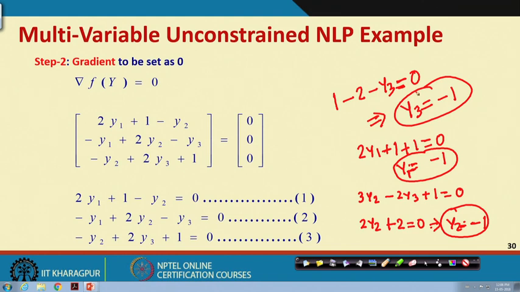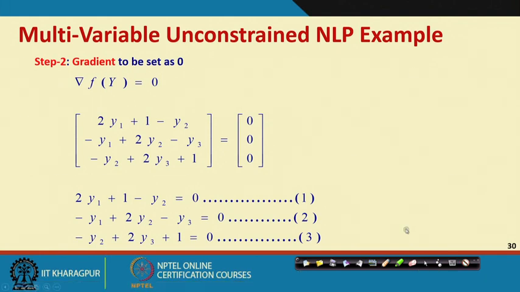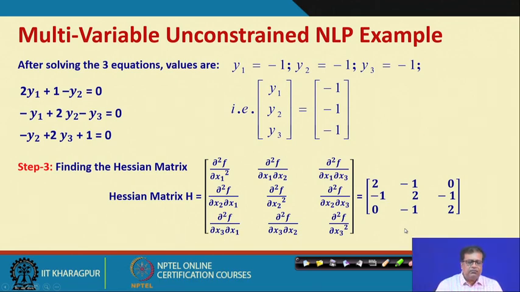Just this set of simultaneous equations you can solve, and we get y1, y2, y3 all equal to minus 1. So, that is exactly what we have seen here. Those three simultaneous equations are solved and we get y1, y2, y3 equal to minus 1. Now, additionally, we have to find out also the Hessian matrix, right.